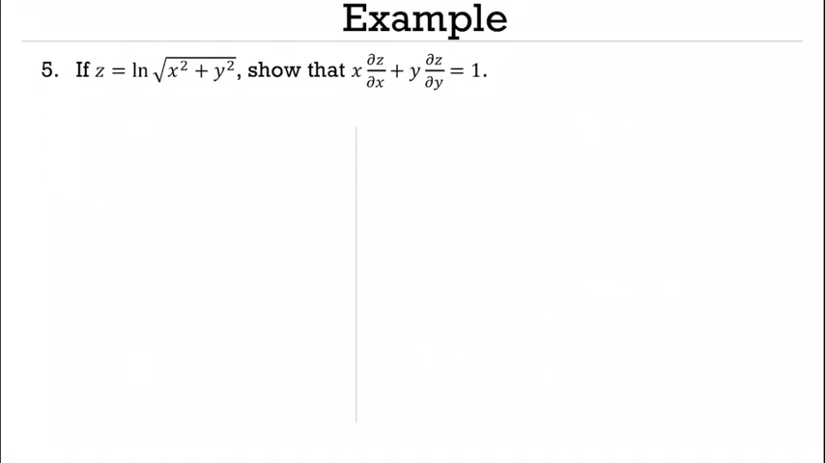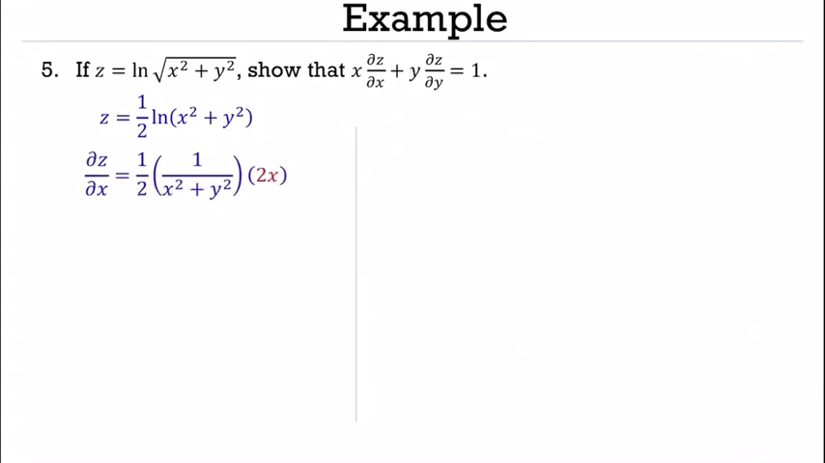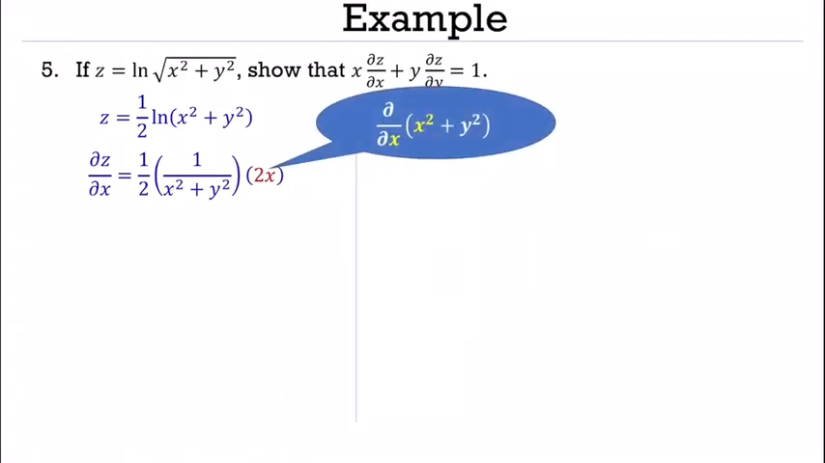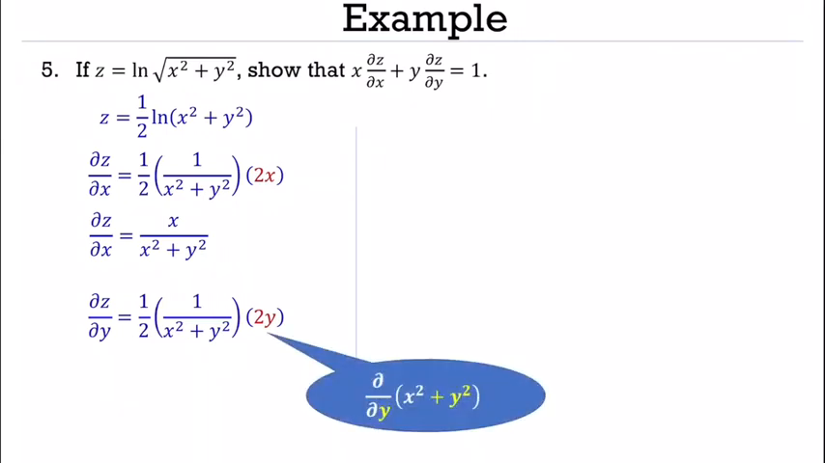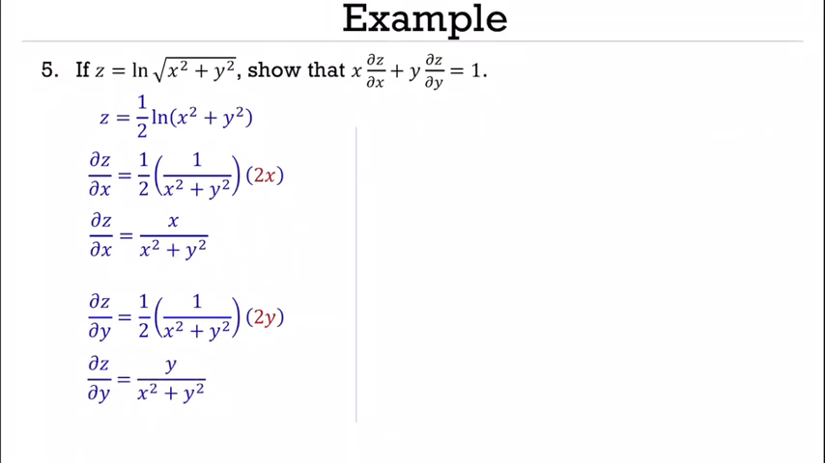For this question, we use the law of logarithm and write it as 1/2 multiplied by ln(x² plus y²), so that it is easier to differentiate. Then find the partial derivative with respect to x. The 2x in red color is the partial derivative of x² plus y² with respect to x. Then simplify to get the answer. The same method applies to the partial derivative with respect to y. The 2y in red color is the partial derivative of x² plus y² with respect to y. Then simplify to get the answer.